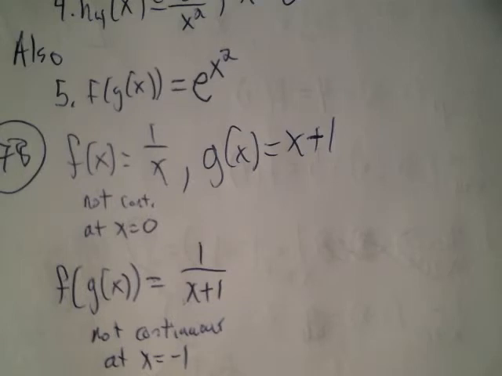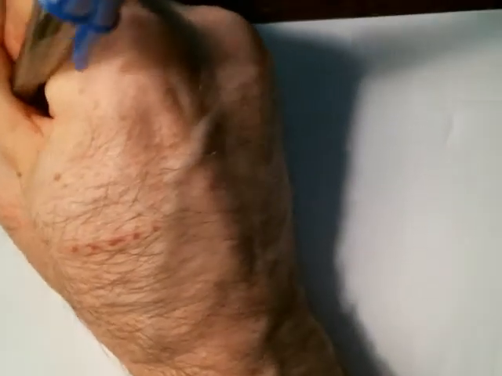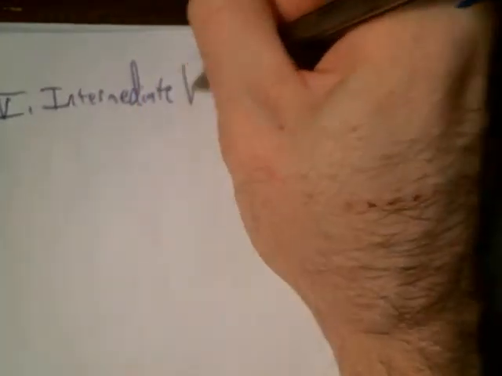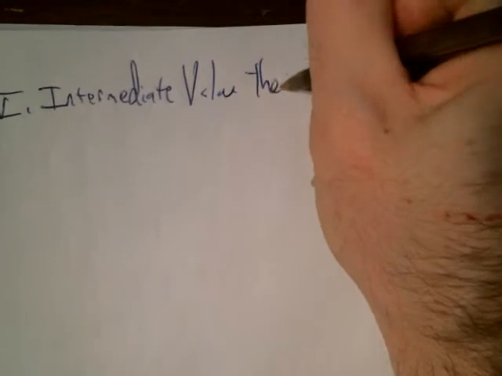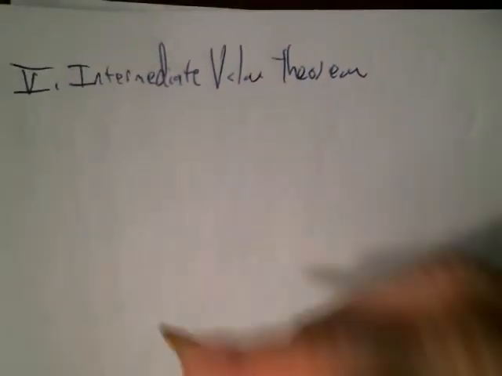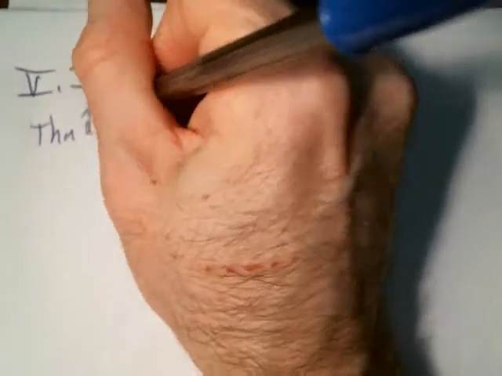Anyways, the last section is the intermediate value theorem. So we have section 5, intermediate value theorem. And this is a weird existence theorem. It's theorem 2.13 from the book.